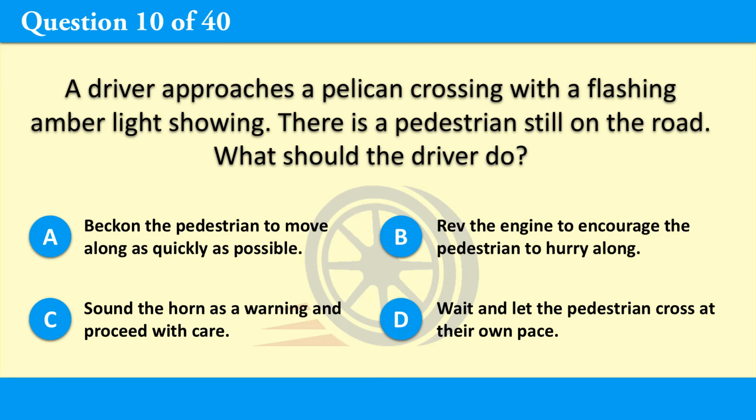A driver approaches a Pelican crossing with a flashing amber light showing. There is a pedestrian still on the road. What should the driver do? A. Beckon the pedestrian to move along as quickly as possible. B. Rev the engine to encourage the pedestrian to hurry along. C. Sound the horn as a warning and proceed with care. D. Wait and let the pedestrian cross at their own pace.